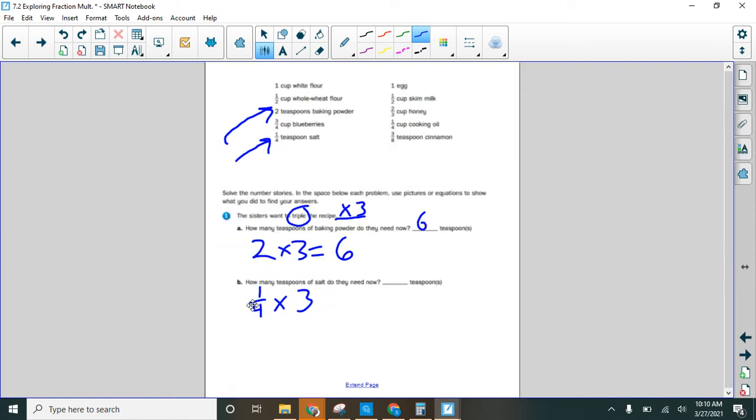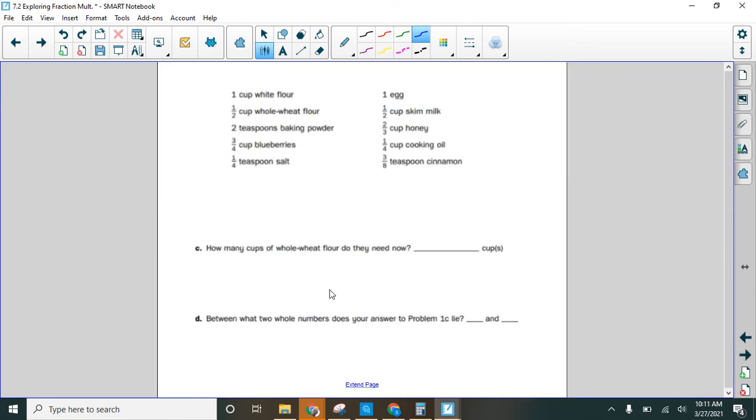So 1/4 times 3, I keep that 4 the same. 1 times 3 is 3. So they need 3/4 of a teaspoon. Okay, we're just tripling these. How many cups of whole wheat flour do they need now? Well, where's the whole wheat flour? There it is. All right, this time you're going to give me the answer. We have 1/2 times 3. How much would that be?